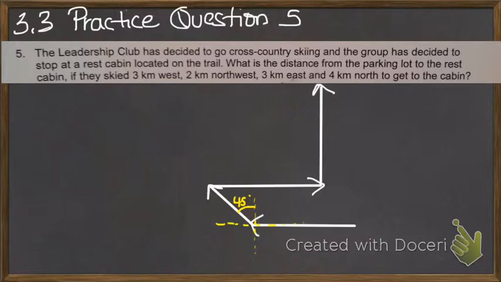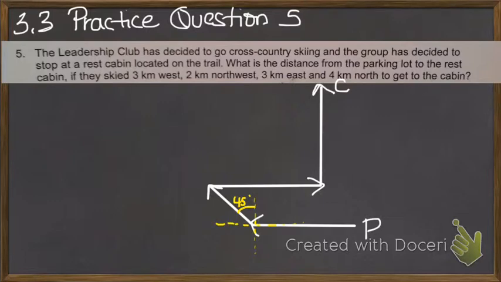So the first thing I did was I drew the scenario using all of the vectors. I want to know the distance from the parking lot to the rest cabin, given that this is how the ski group determine their trip. So I'm going to put a P here. This is the parking lot, and this is the rest cabin up here. I'll put a C up for cabin. I want to know the direct distance from P to C, given some direction.